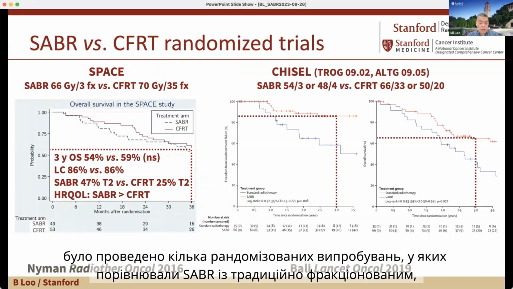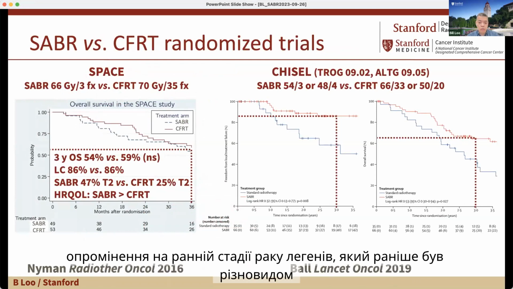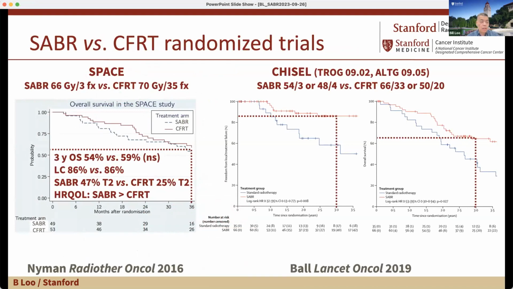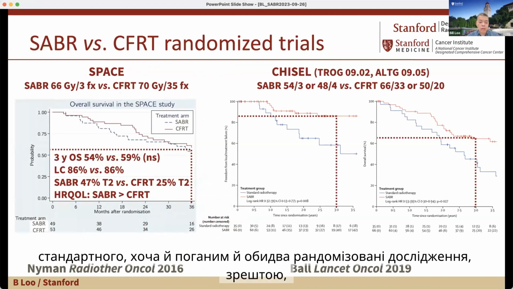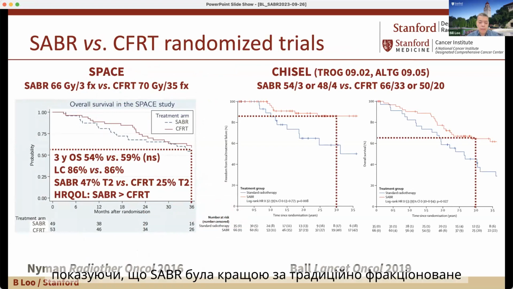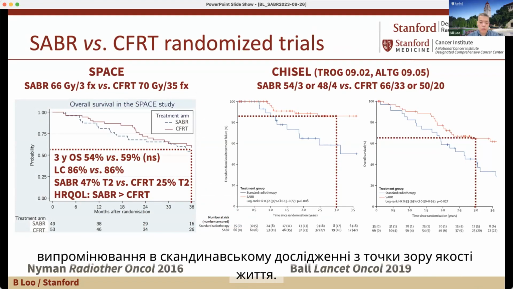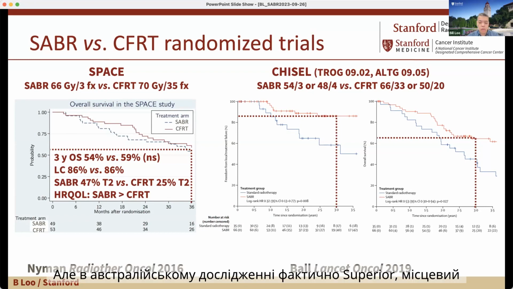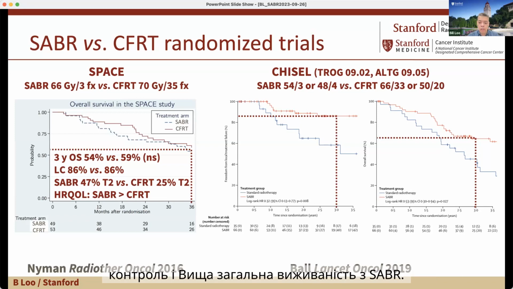There have been a couple of randomized trials comparing SABR to conventionally fractionated radiation for early stage lung cancer, which used to be kind of the standard, although a poor one, and both randomized trials ultimately showing that SABR was superior to conventionally fractionated radiation. In the Nordic trial, it was superior in terms of quality of life, but in the Australian trial, actually superior local control and superior overall survival for SABR.